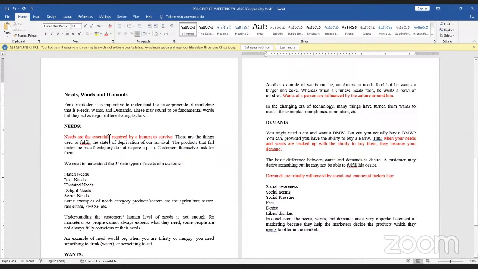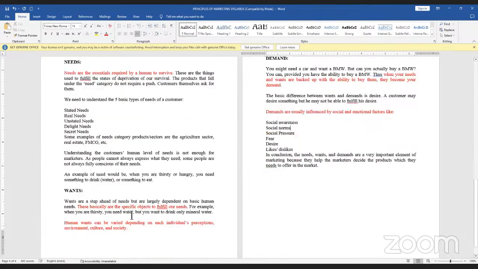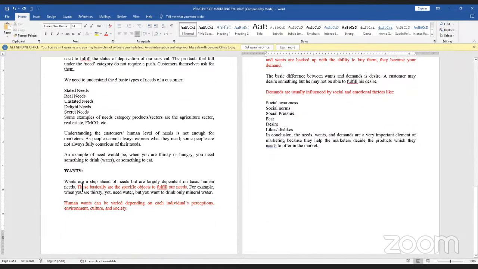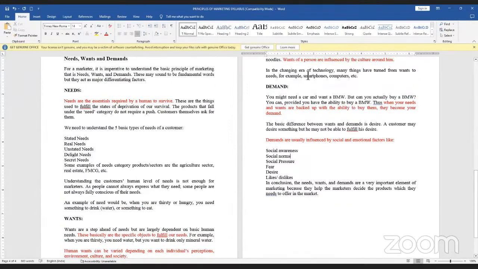So needs are the essentials required by humans to survive. Wants are those specific specifications to fulfill our needs, which are influenced by nature and culture around the human being. Demand is backed up by needs and wants, but also the ability to buy, that is, affordability.